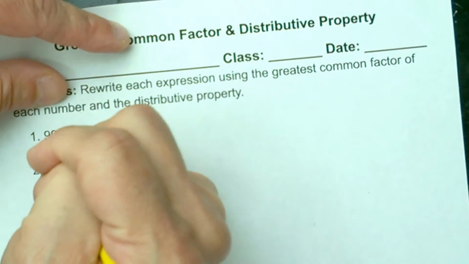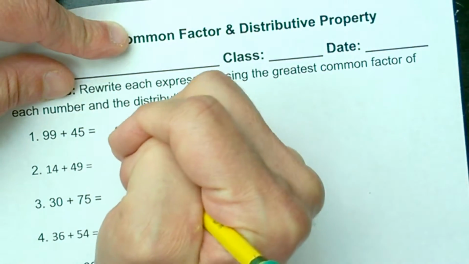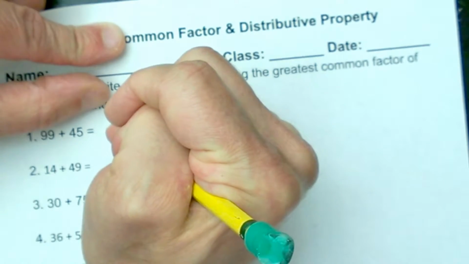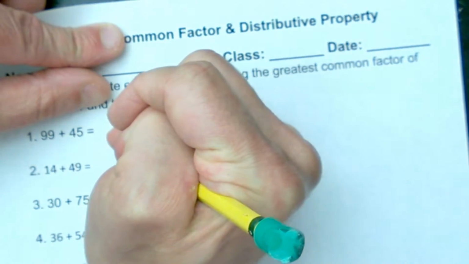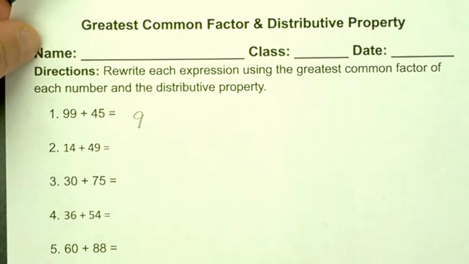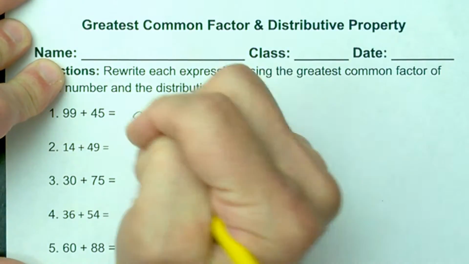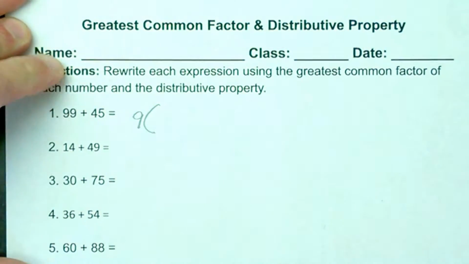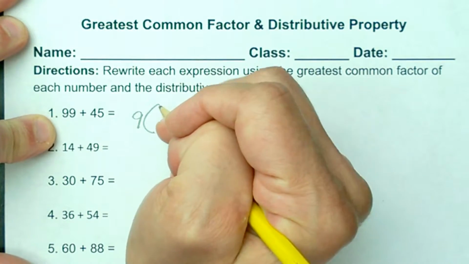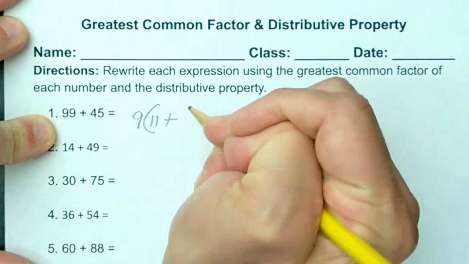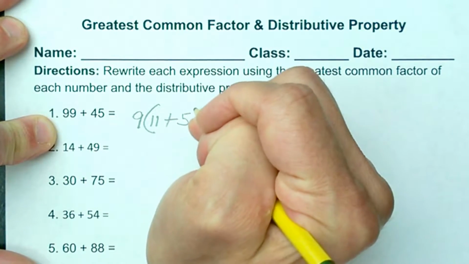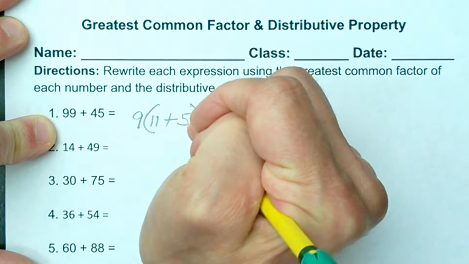So we divide each of these by 9. So 9 would be our factor on the outside of the distributive property. On the inside, 99 divided by 9 is 11, and 45 divided by 9 is 5. 11 and 5 are both prime numbers. So there we go.